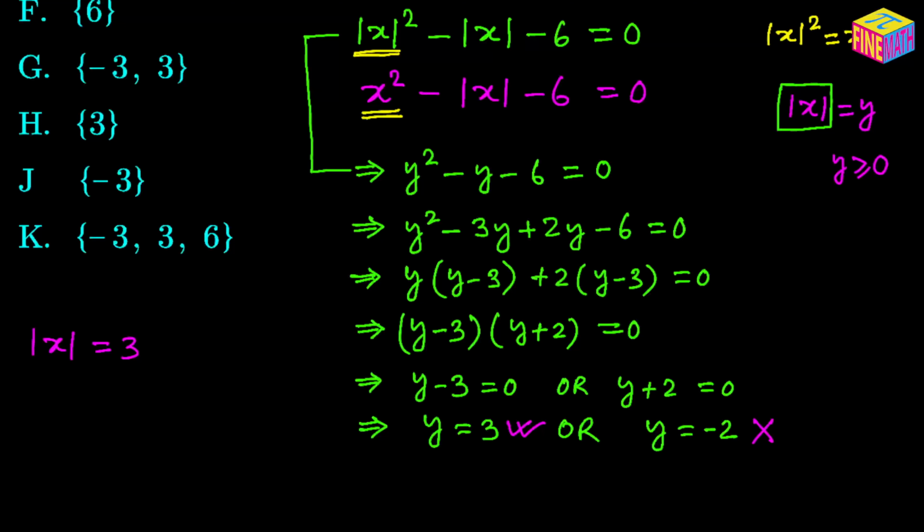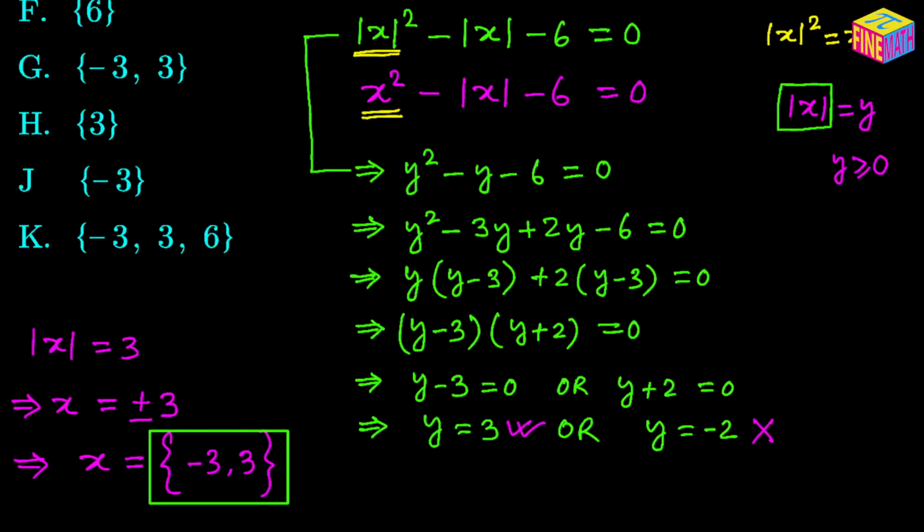So what would be the values of x? Well, from the properties of modulus function we know that if modulus of x is equal to a number, then x can be plus or minus that number. So from here we can say, well, then x is equal to plus or minus 3. That means our solution set, we can write it like this, that x is equal to negative 3 and positive 3, and that is our answer.